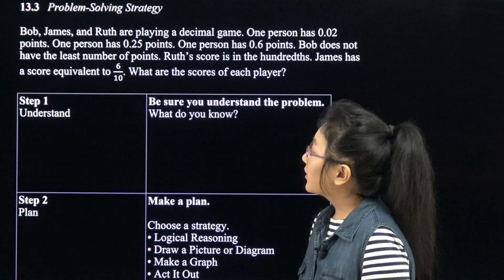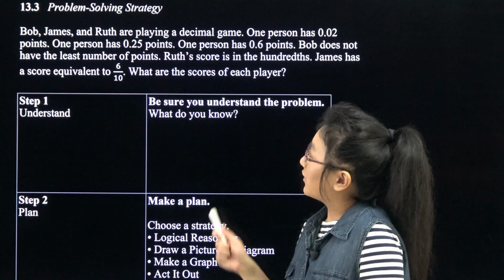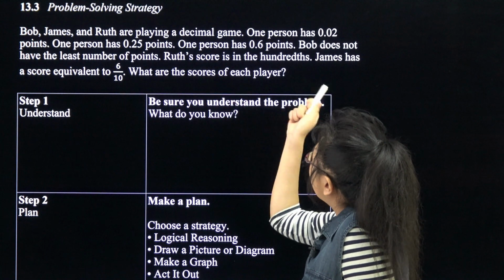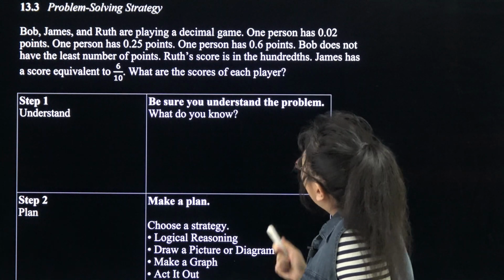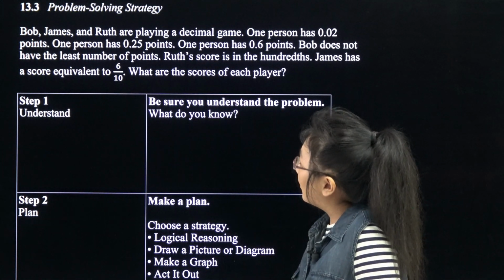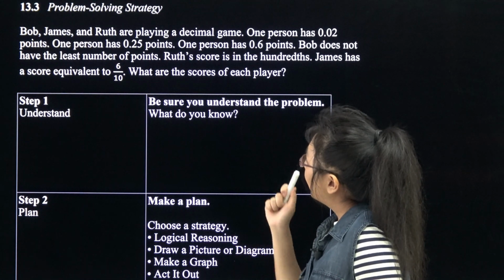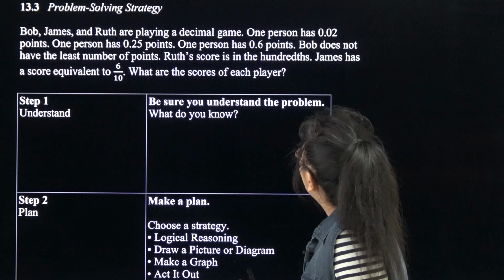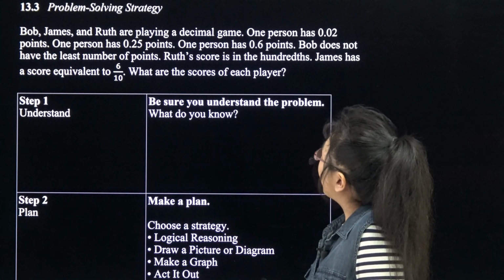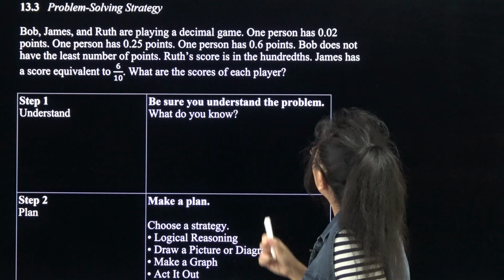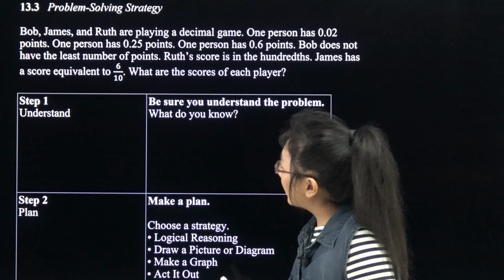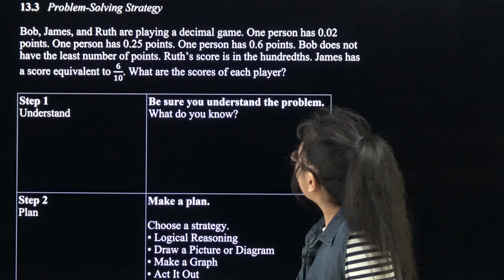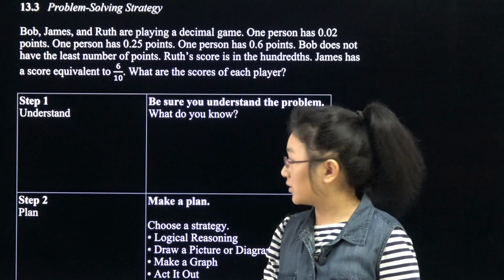So we take a break from all of that, and we go over some problem-solving strategies. Bob, James, and Ruth are playing a decimal game. One person has 0.02 points. One person has 0.25 points. One person has 0.6 points. Bob does not have the least number of points. Ruth's score is in the hundredths. James has a score equivalent to 6 tenths. What are the scores of each player? Okay, so what do we know?